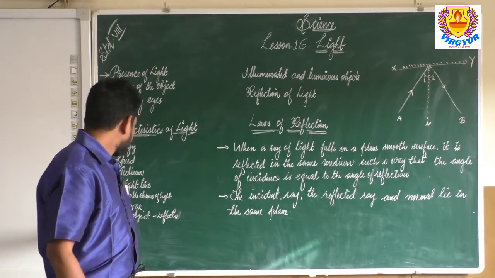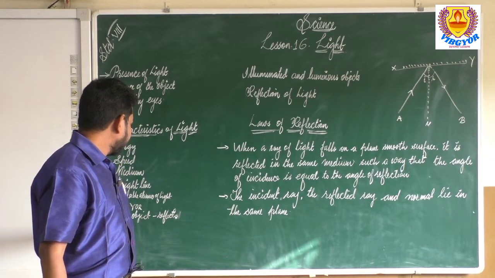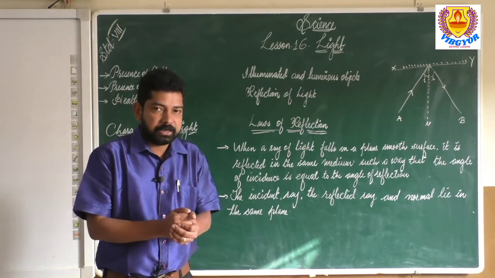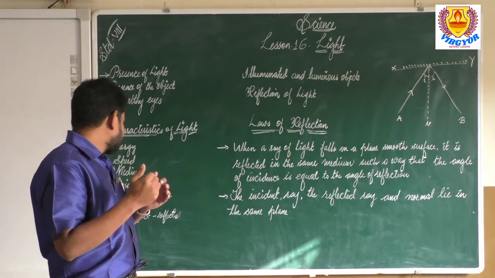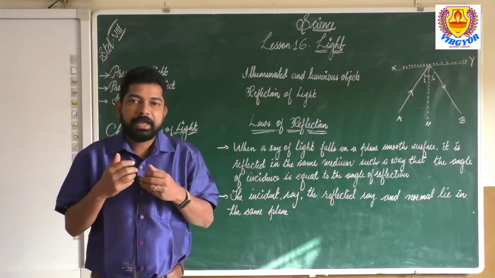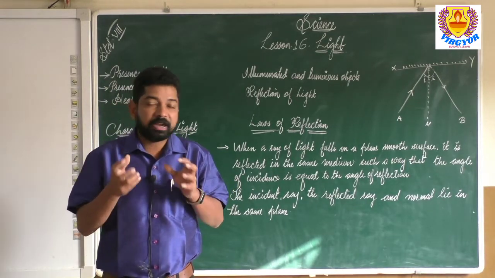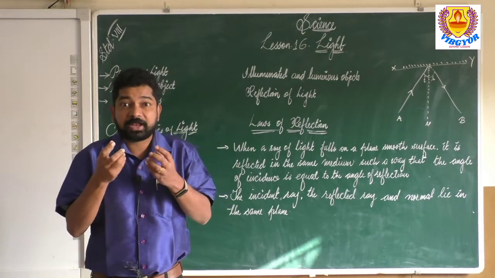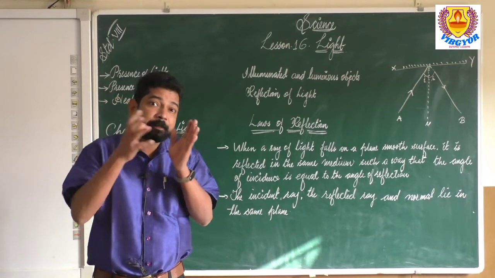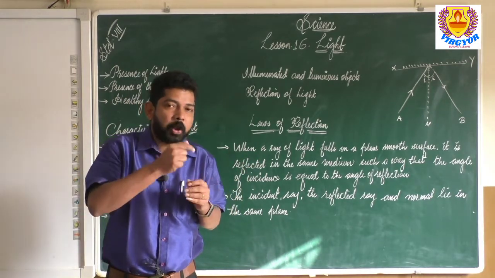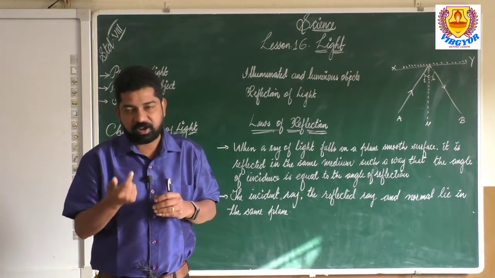What are the colors? Violet, indigo, blue, green, yellow, orange and red. Now our last point: when the light falls on an opaque object, it reflects light. When the light falls on a transparent object, light passes through it. But when it falls on an opaque object, it reflects.